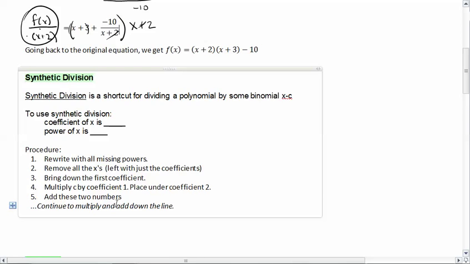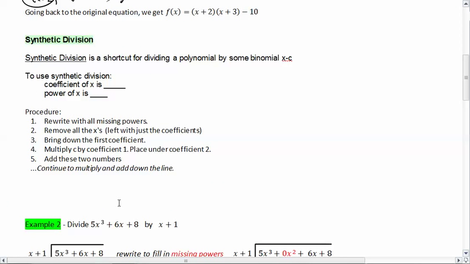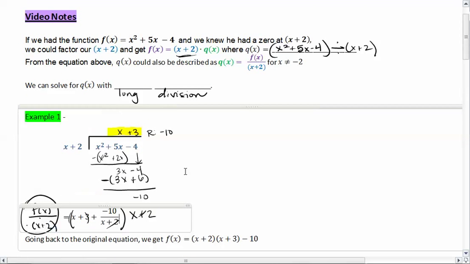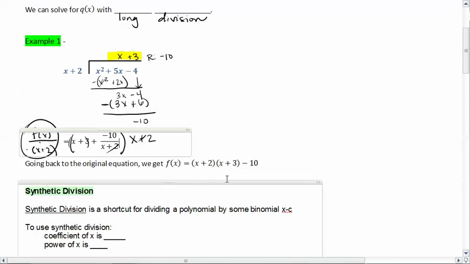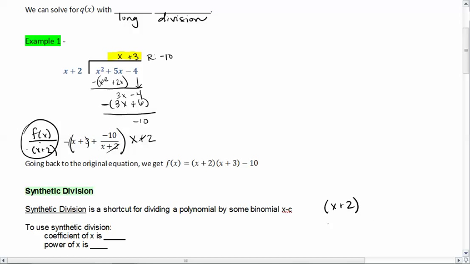There's another way that we can divide polynomials. So synthetic division is a shortcut for dividing a polynomial by some other polynomial x minus c. So this first one, we had x plus 2. We write it in x minus c, so x plus 2 compared to x minus c, then our c is equal to negative 2 for that first situation.